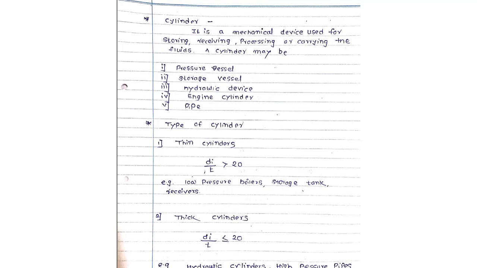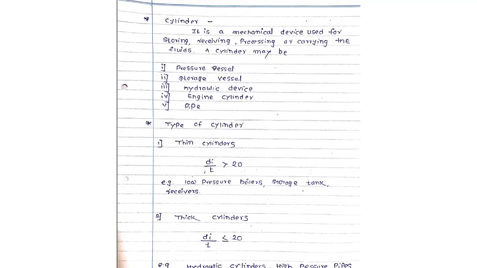The first point is what is meant by cylinder, what is its function, what are the different examples of cylinder. After that we are going to see the different types of cylinder. The first one is thin cylinder and another is thick cylinder. After that we are going to see the different stresses in thin cylinder, so that we will cover in this unit. Let's start with the first point, that is cylinder.